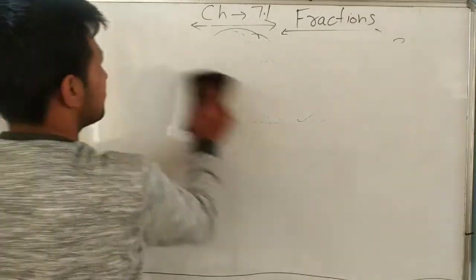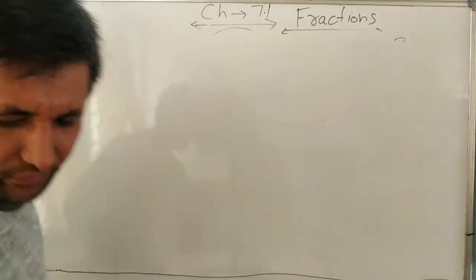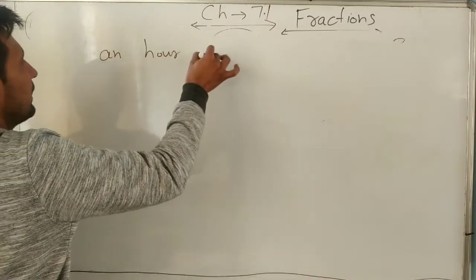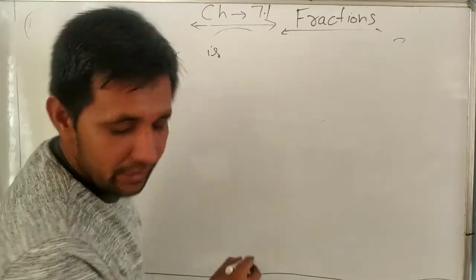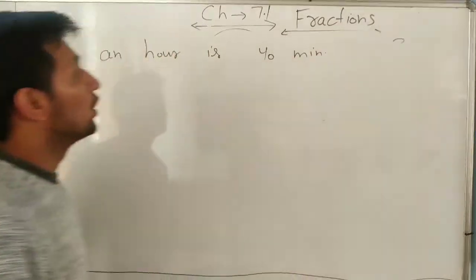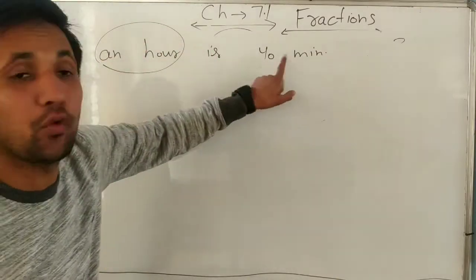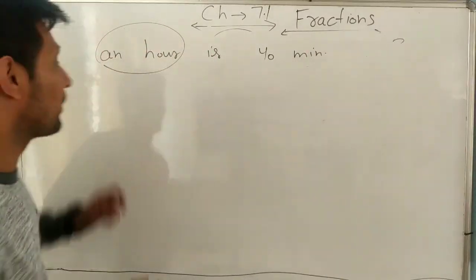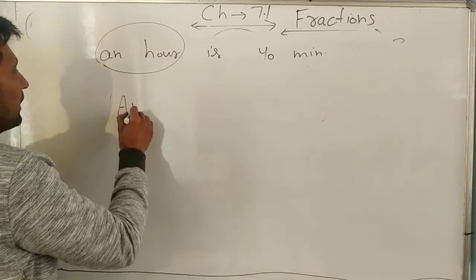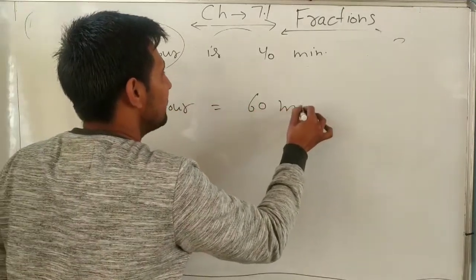Question number 5. I think for question number 5 everyone should do it yourself. What fraction is 40 minutes of an hour? We want to find the fraction of 40 minutes to an hour. So first we will write, an hour equals 60 minutes.